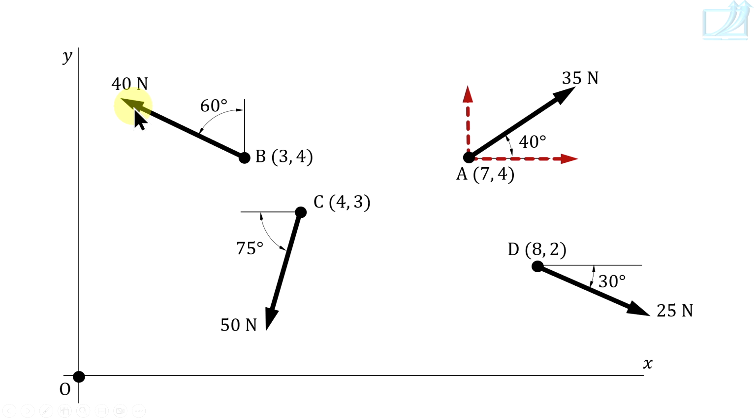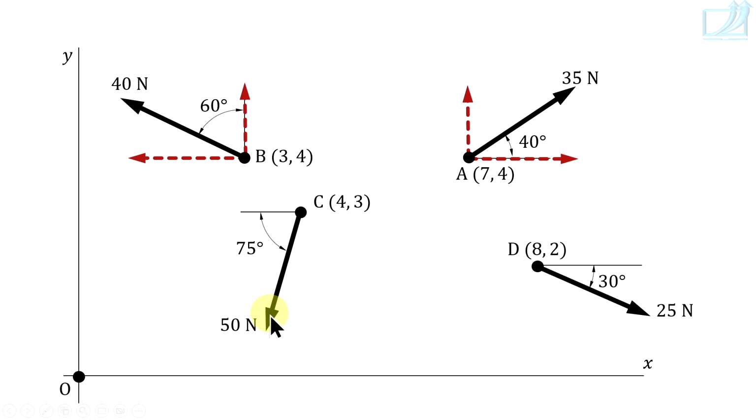In this diagram, the force is leftwards upwards. So the components are leftwards and upwards, and the force is acting at point B. So the components are at B. This is how to visualize the components.